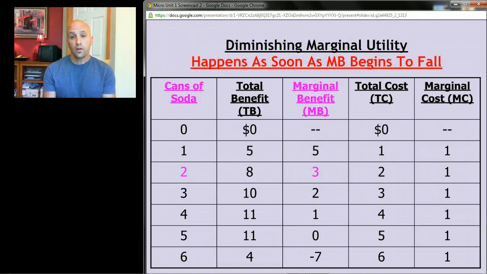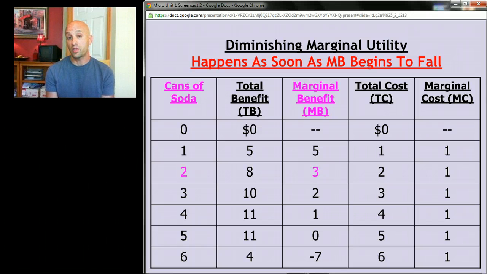All right, in terms of our little table, when you're looking for where diminishing marginal utility is happening, what you're looking for is as soon as marginal benefit begins to fall. You'll notice that that's happening between the first and second can of soda. We would say that diminishing marginal utility is happening after the first can of soda, or alternatively, you could say that diminishing marginal utility is happening as soon as you start drinking that second can of soda. Again, the second can of soda is worth it. The second can of soda is still bringing you happiness. It's just not bringing you as much happiness as it was before.